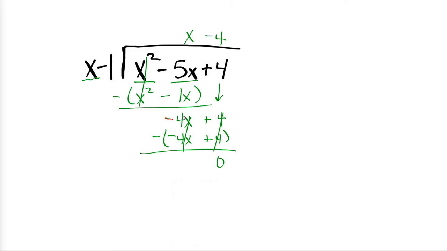we were looking at negative 4x plus 4. And we need to figure out how x minus 1 goes into that. So what that means is, what would I multiply this by to make this? So I'd multiply an x by a negative 4 to make it negative 4x. Okay.